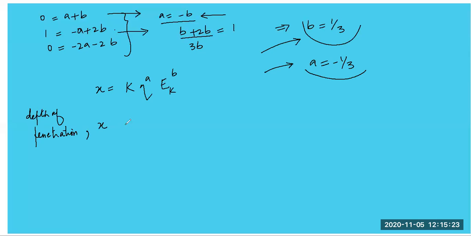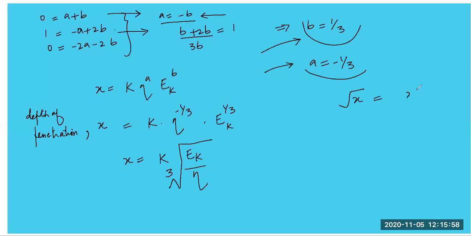X is equal to, come on. So it will be eta to the power, what is the value for A? Come on, students. What is the value? 1 upon 3. So it will be minus 1 by 3, into kinetic energy power 1 by 3. So I will say x is equal to, I don't know what is the constant. This will go down. It will be E k divided by eta, cube root. 1 by 3 means cube root. You know that when I write square root, it is x raised to power 1 by 2.